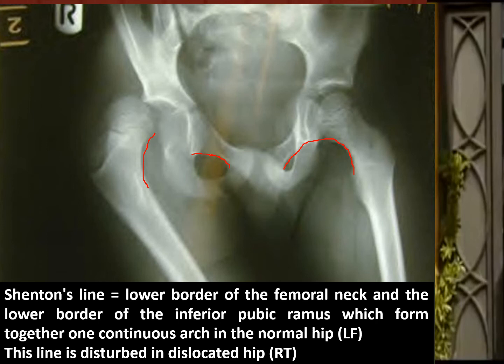But in posterior dislocation of the hip, if we draw a line extending from the lower border of the superior pubic ramus, it will not form a continuous line with the line drawn along the lower border of the neck. This means that on the right side Shenton's line is disturbed, while on the left side Shenton's line is a continuous, uninterrupted arch and not disturbed.